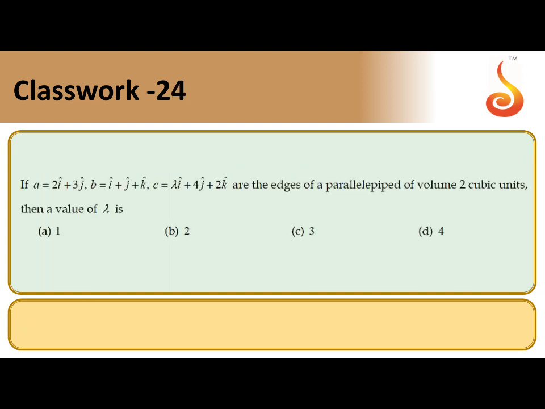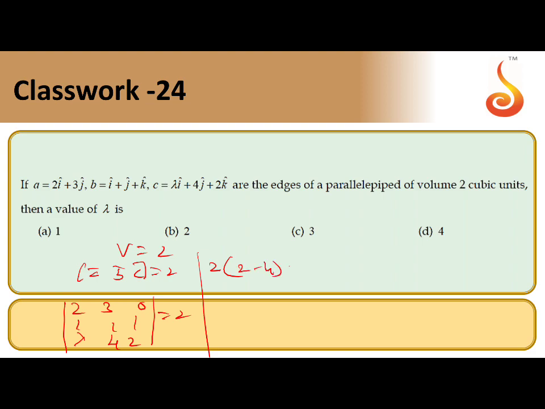Next 24 question. A bar, B bar, C bar is given edges of a parallelepiped. Volume is 2 units. What is the value of lambda? Just now we did before. So here volume is 2. Volume is box ABC equal to 2. So box means determinant. Determinant 2, 3, 0; next 1, 1, 1; next lambda, 4, 2 equal to 2. Find the value of determinant. So 2 into 2 minus 4, minus 3 into 2 minus lambda, last term are 0, equal to 2.